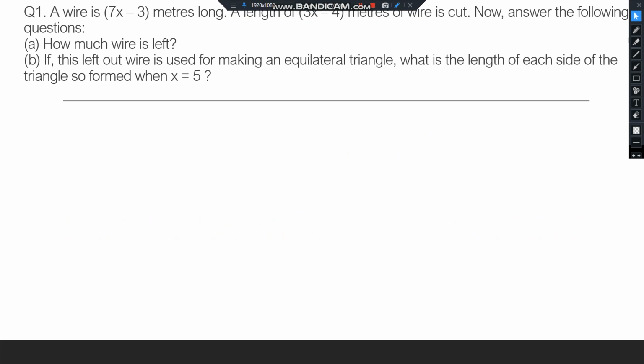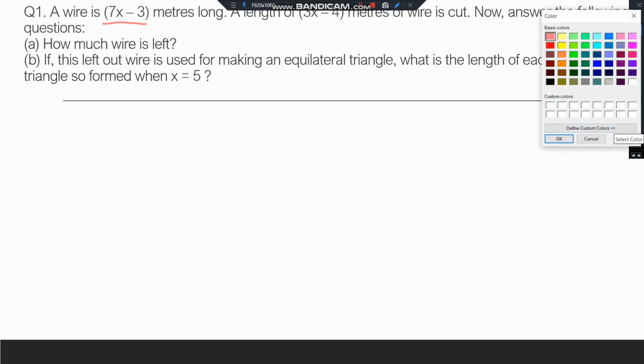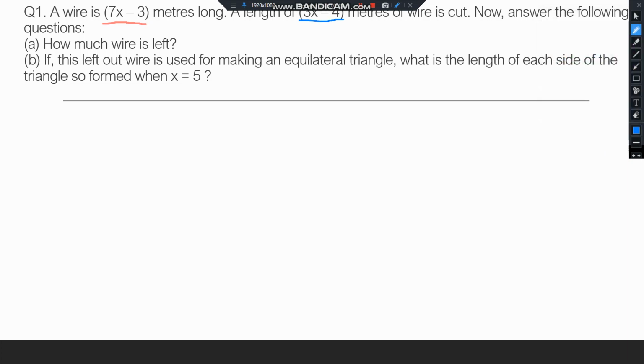So out of this length, another length is cut. Say this length is cut. So the red one is the full length, total length, and the blue one is the length which is cut.